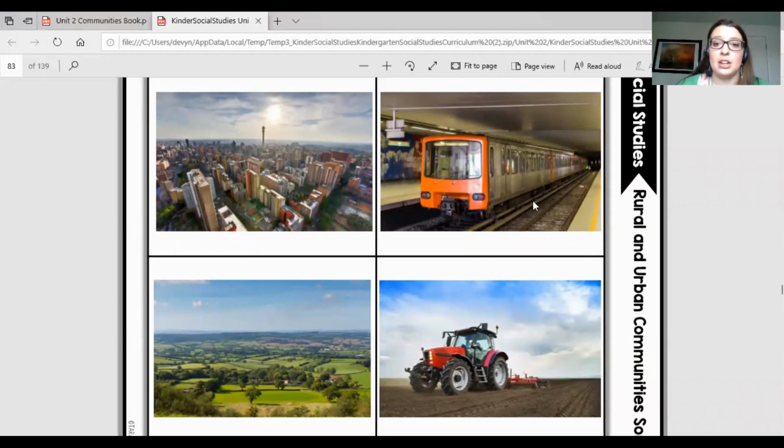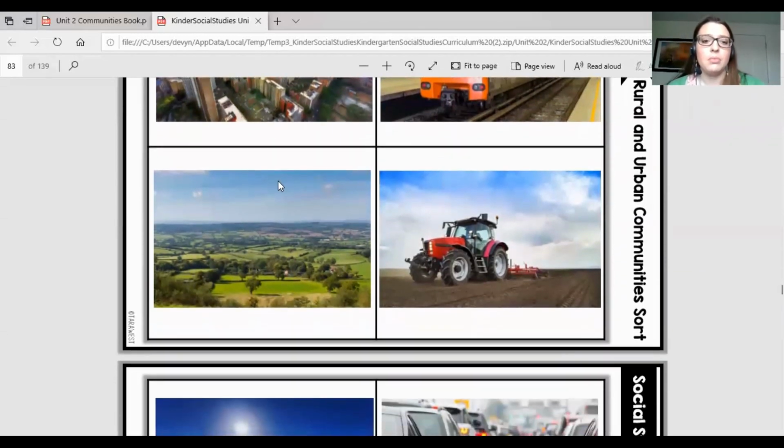What about this picture over here? This is a picture of a subway. Do you think that you would find a subway in an urban, rural, or suburban community? Urban, that's right. Just like our book said, in many urban communities, in many cities, they use subways to get around. We don't have subways in Rochester, but they have subways in places like Toronto, Chicago, New York City, and they're a lot like buses. They just help people get around.